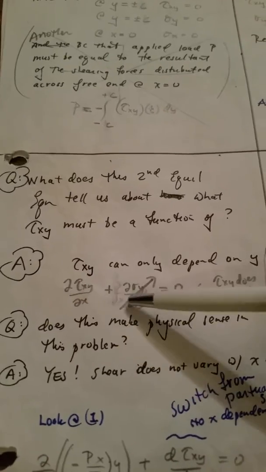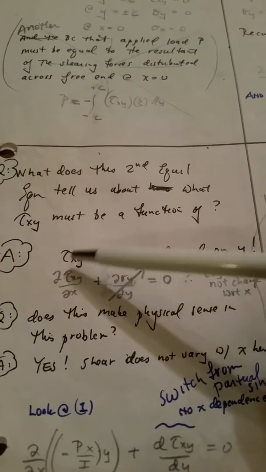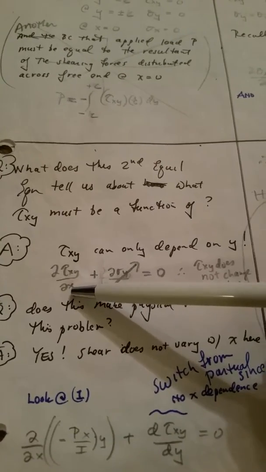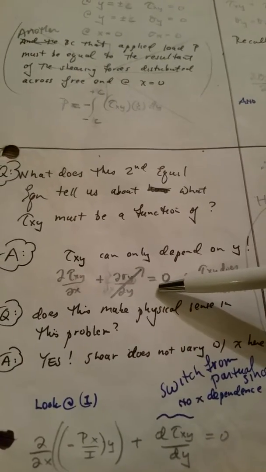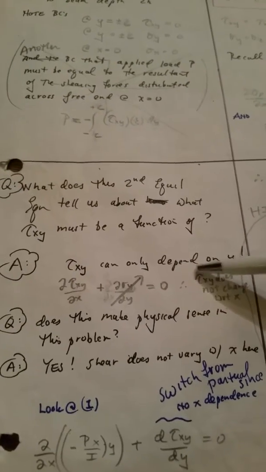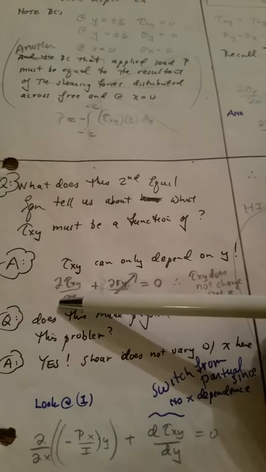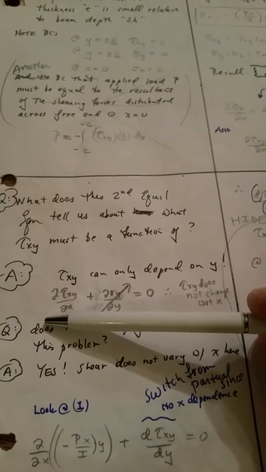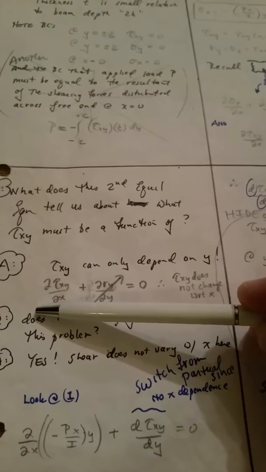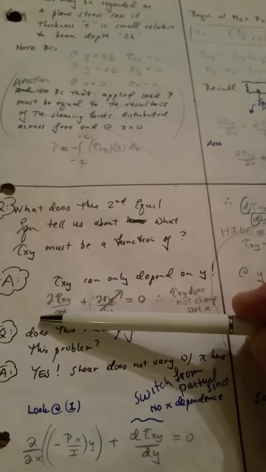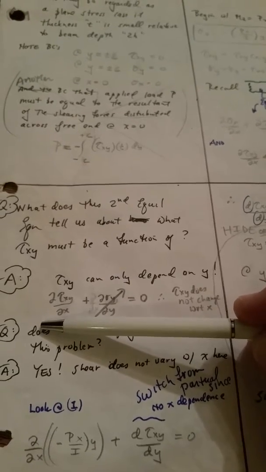So the second line tells us that if this is 0, then partial tau xy partial x is equal to 0. Therefore, tau xy can only depend on y. This is a very subtle but very important idea. Tau xy does not change with respect to x. Let me say that one more time. Tau xy does not change with respect to x.